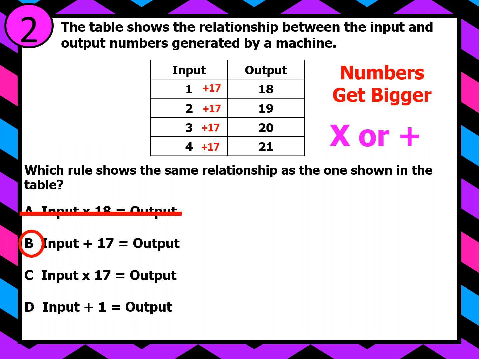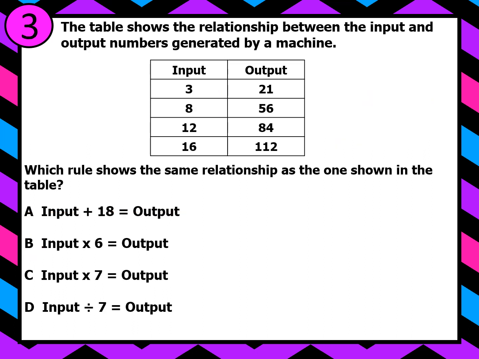Okay, let me go to number 3. The table shows the relationship between the input and output numbers generated by a machine. Input, output, 3, 21, 8, 56, 12, 84, 16, 112. Which rule shows the same relationship as the one shown in the table?